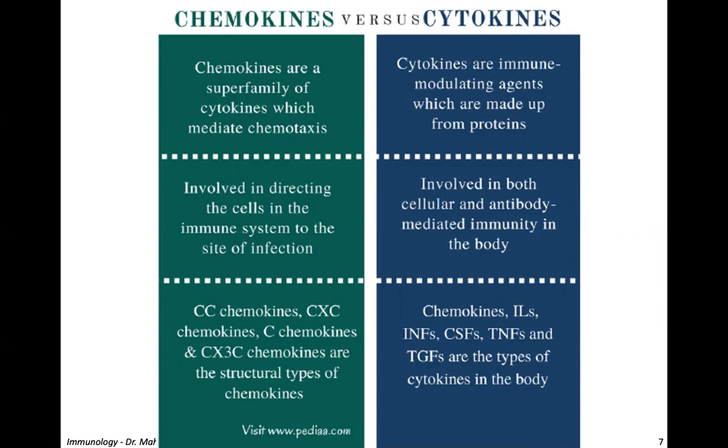The examples of the chemokines include CC chemokines, CXC chemokines, C chemokines, and CX3C chemokines, which are all structure types of chemokines, while the cytokines are a very large family of molecules, including chemokines, interleukins, interferons, CSFs, TNFs, and TGFs, which are all types of cytokines in the body.